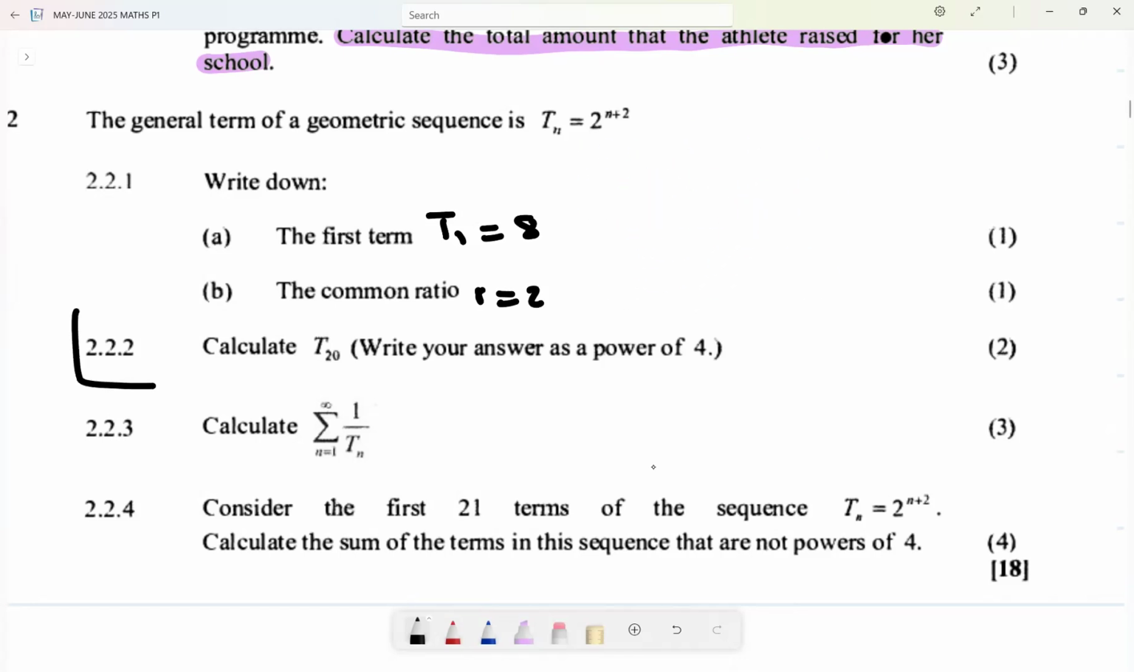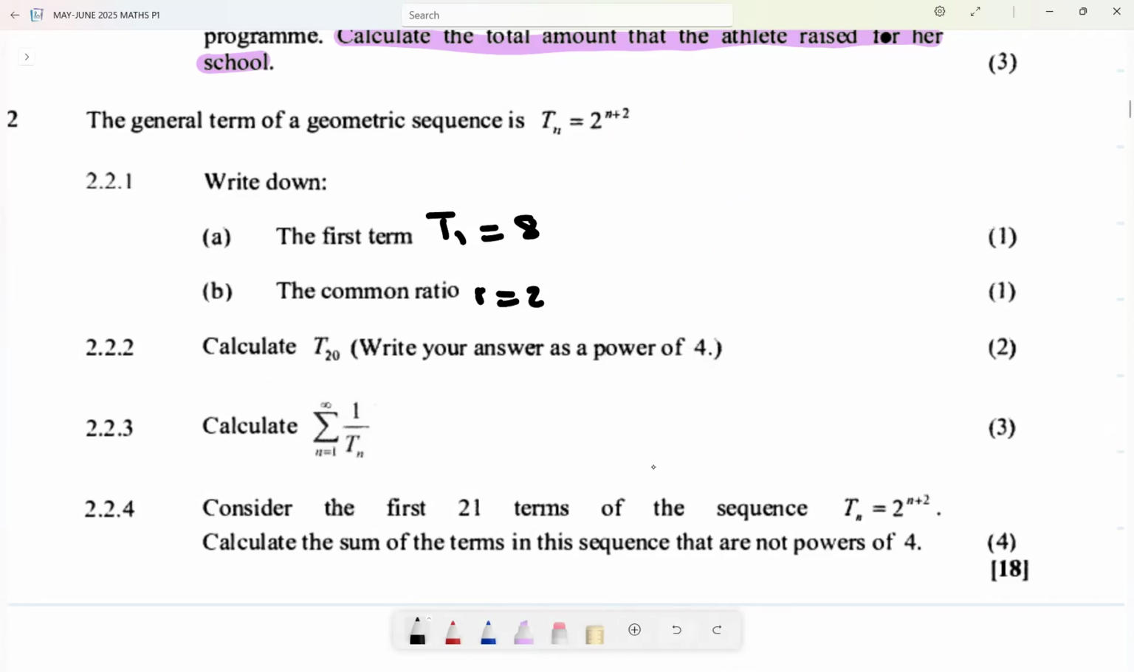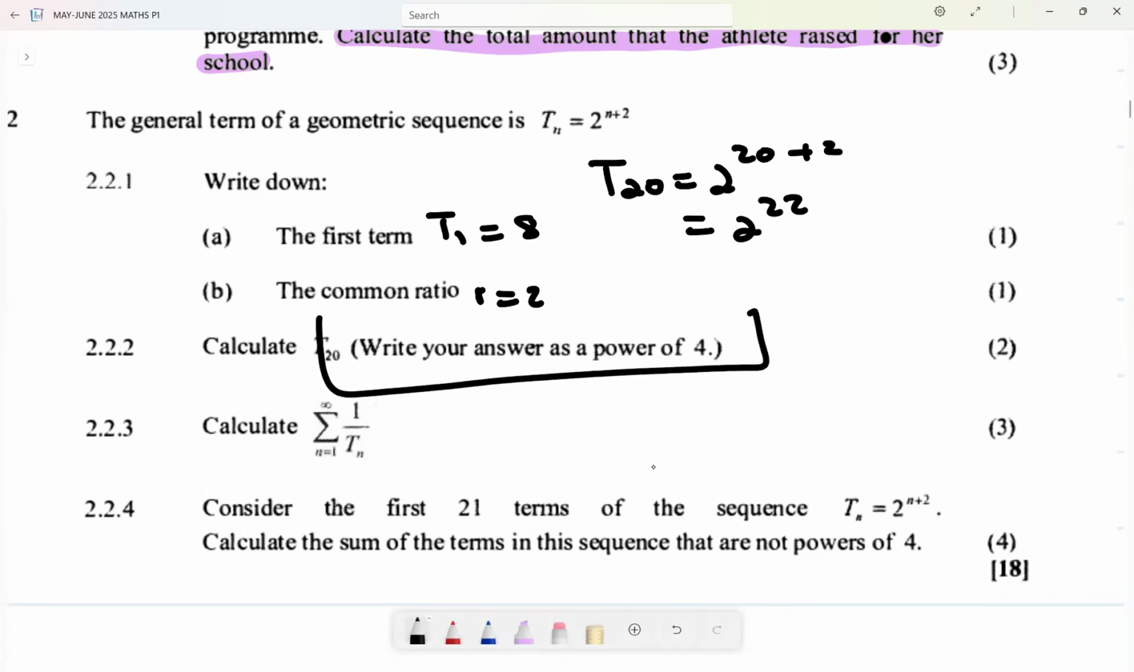So calculate T20 and then write your answer as a power of 4. Oh, okay. Now T20 is supposed to be easy. It's going to be 2 to the power of n, so 20 plus 2, which is 2 to the power of 22. Do I want to use my calculator? No. It's going to be a long number, but they want me to write my answer as a power of 4. You can punch your calculator, but it will never give you a power of 4. So how can I write this as a power of 4?